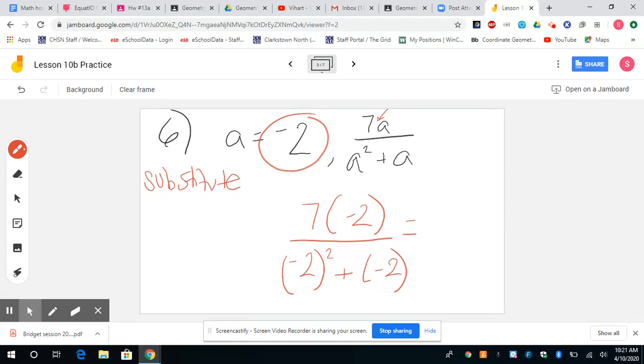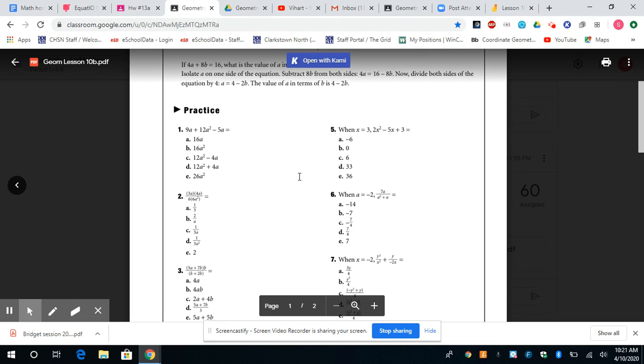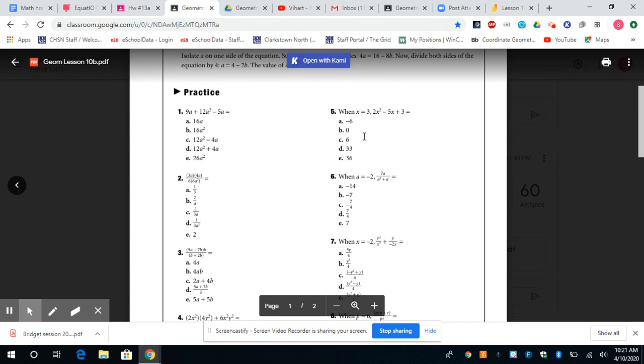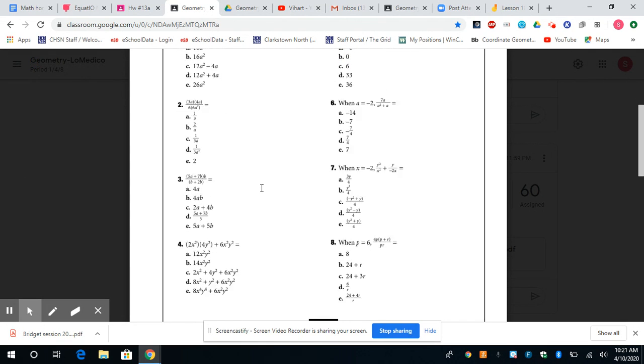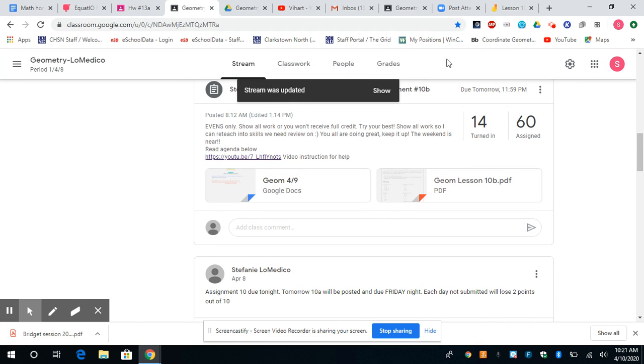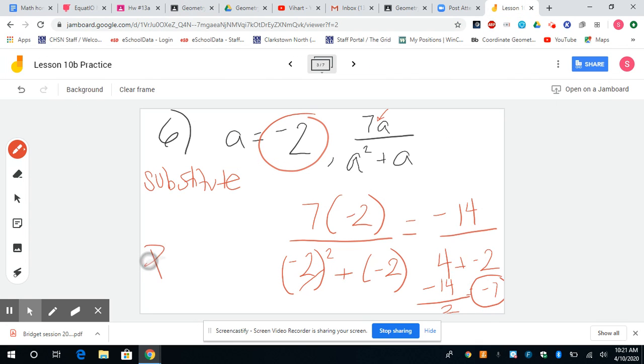Okay, so 7 times -2 is -14. Divided by -2 squared is a +4 plus a -2. We get -14 divided by 2, which is -7. And that's choice B. We're on number 6. So all this work should be shown and the letter choice. Next one.